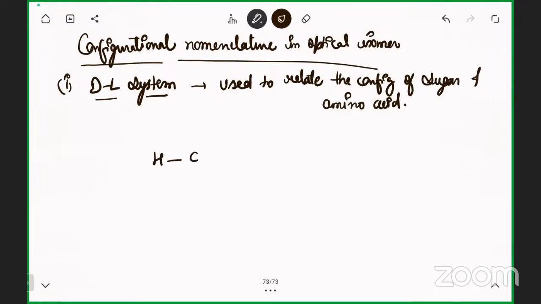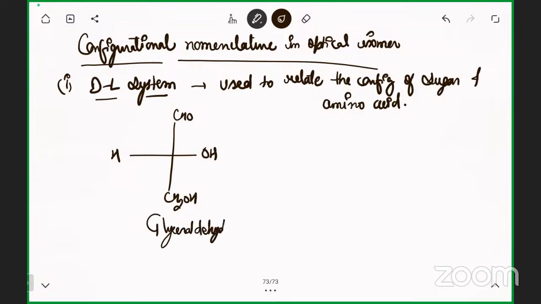For example, I'm taking one example. In the Fisher form, if I make CHO at the top, CH2OH at the bottom, OH on the right and H on the left, this is known as glyceraldehyde. This glyceraldehyde shows positive rotation, so I'm writing D in front, and because of the positive rotation, I'm writing plus. This is called D plus glyceraldehyde.